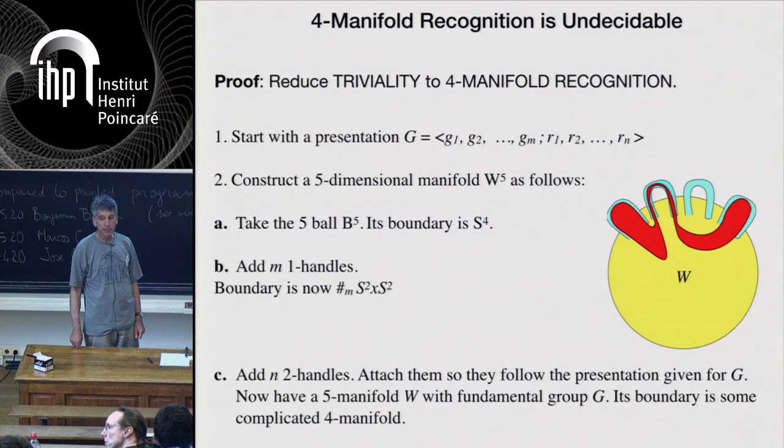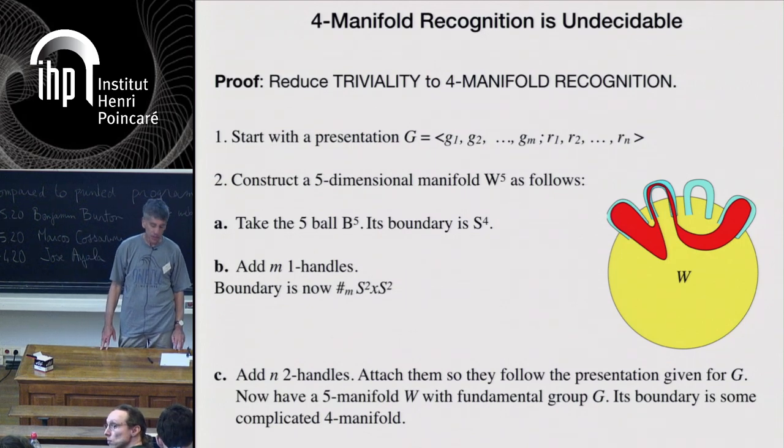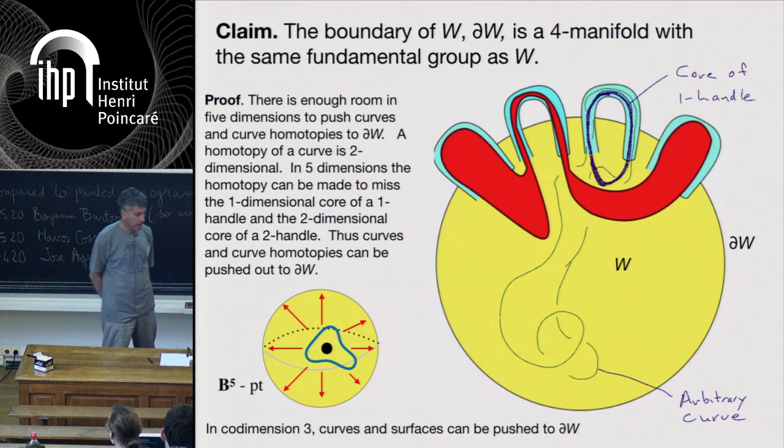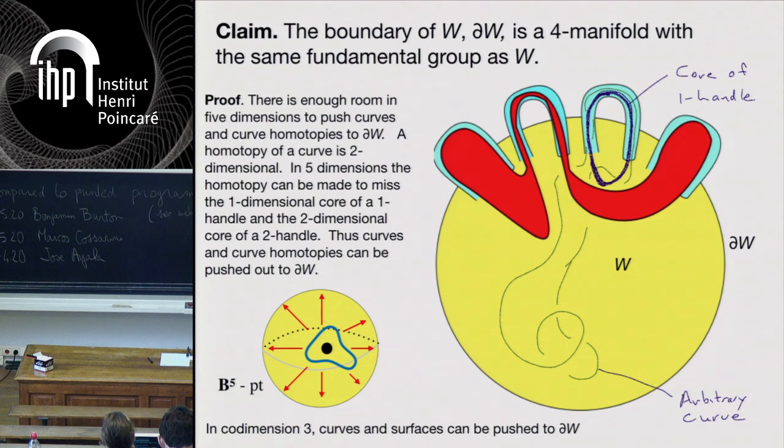We want to get a closed manifold. So we're going to look at the boundary of this 5-dimensional manifold. That has no boundary. And the claim is that the boundary of this 5-dimensional manifold has the same fundamental group as the 5 manifold. So the boundary of W has the same fundamental group as W. And why is that? Well, the idea can be seen here.